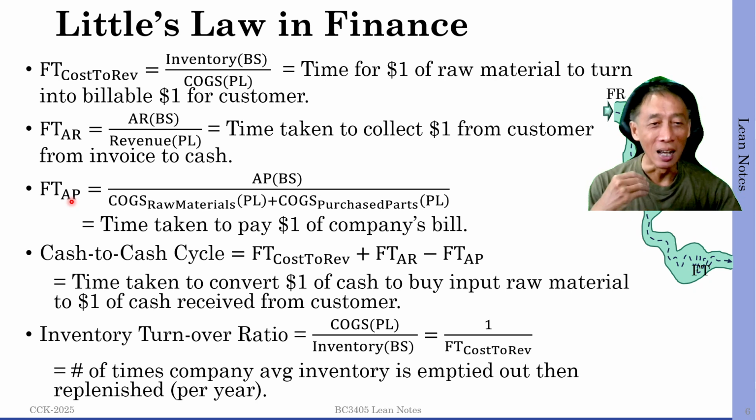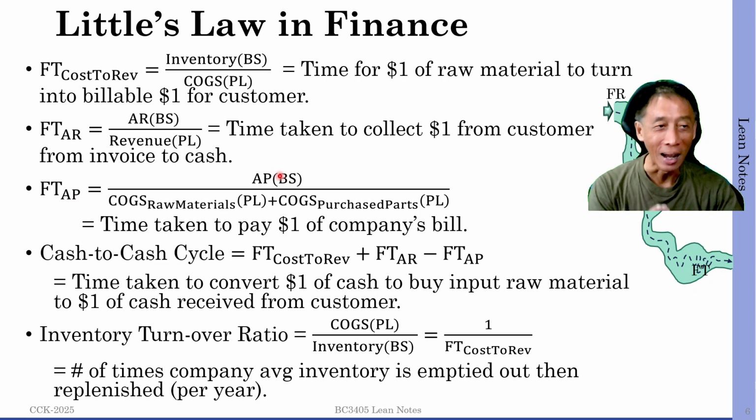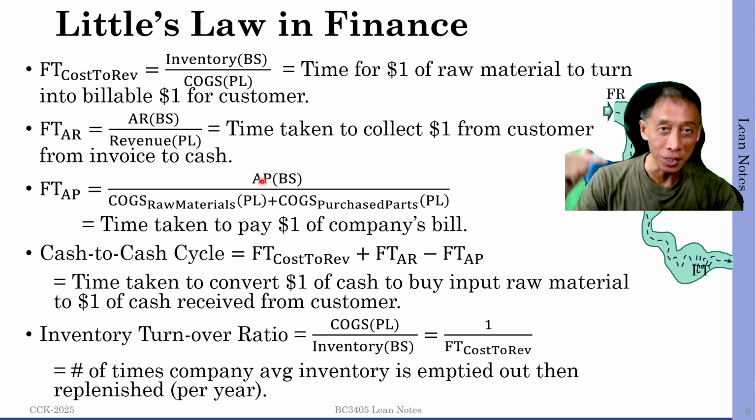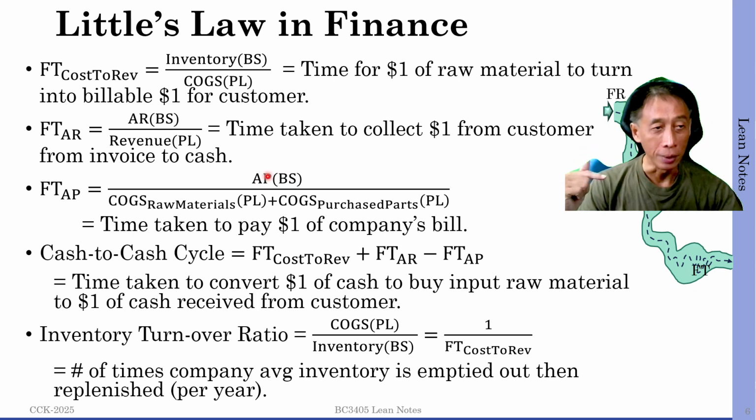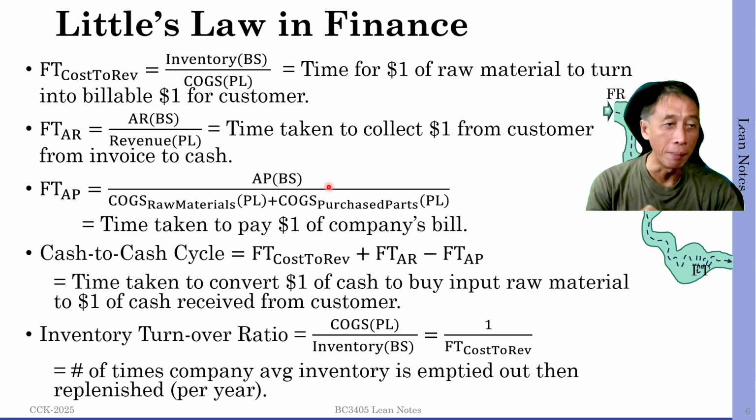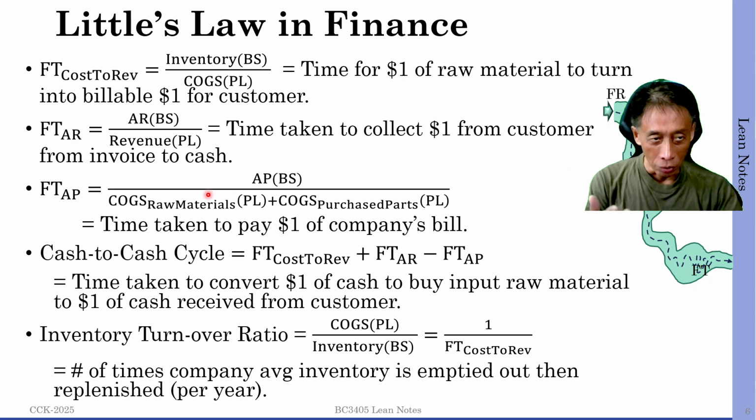So the other way around now. We say flow time of accounts payable. And we use accounts payable. There's another entry in the balance sheet. Just look for it. There's an accounts payable, right? So accounts payable, how much money? Divide by normally cost of goods sold under the P&L, right?